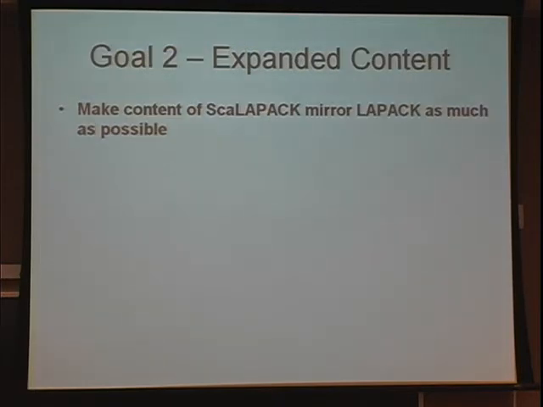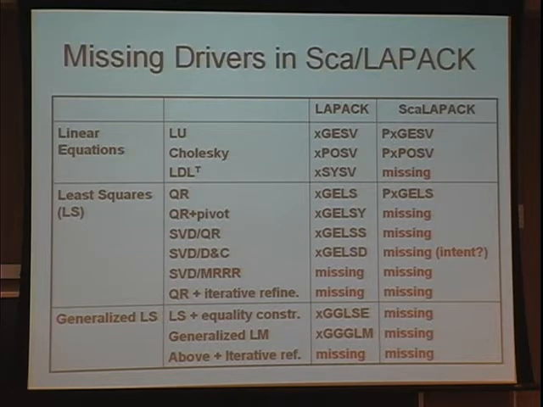Okay, so that's the end of goal 1. And so what I want to do is talk a little bit about goal 2, which is to expand the content. Right now, ScaLAPACK, the parallel version, is a small subset of LAPACK. So this next table is simply going to show you, if you do an inventory, what I've done here is for each particular class of problems, linear equations, least squares, generalized least squares, there's a whole bunch of different problems that are solved. There are a lot of routines in LAPACK, and most of them are missing in ScaLAPACK, simply because the software engineering of producing this was too difficult at the time that we did it.